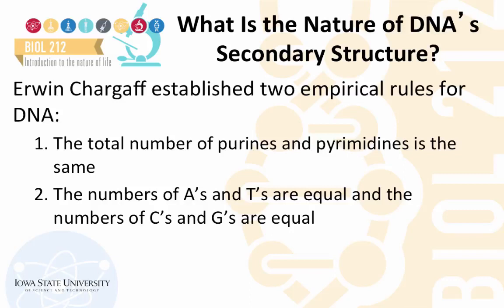One of those was Erwin Chargaff, who established two empirical rules for DNA. One was that the total number of purines is equal to the total number of pyrimidines. And second, the numbers of A's and T's are equal, as well as the number of C's and G's.